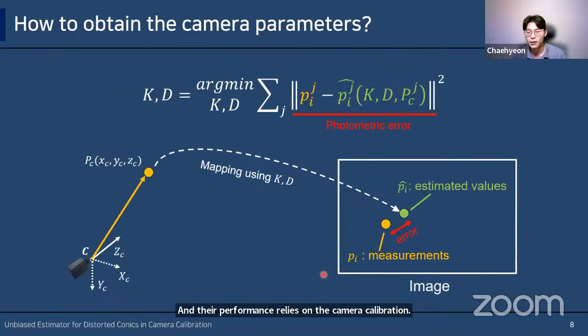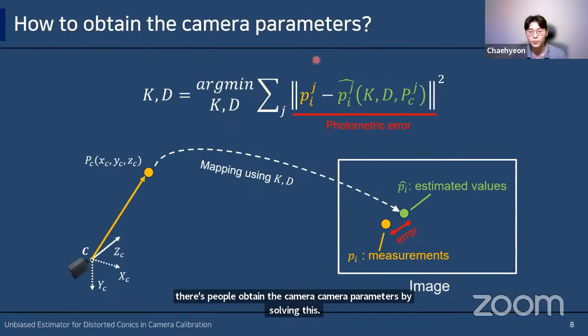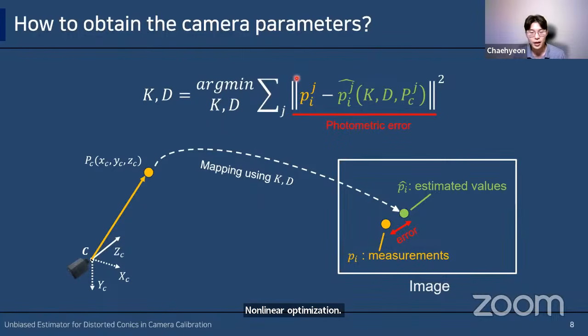Nowadays, people obtain the camera parameters by solving this nonlinear optimization. PI is the position of the point in the image, and this green term indicates the estimated position of the point using the mapping. For example, when you see a yellow 3D point through a camera, you can see the yellow point in the image.